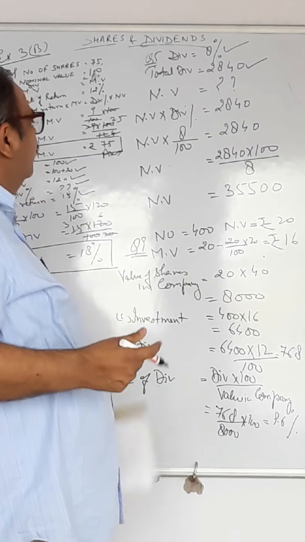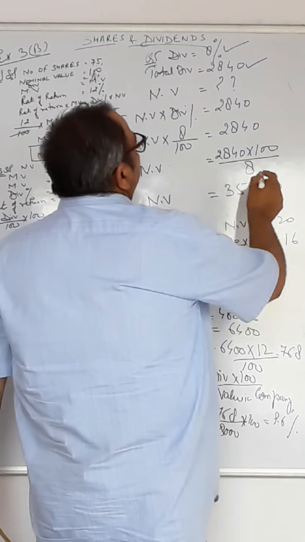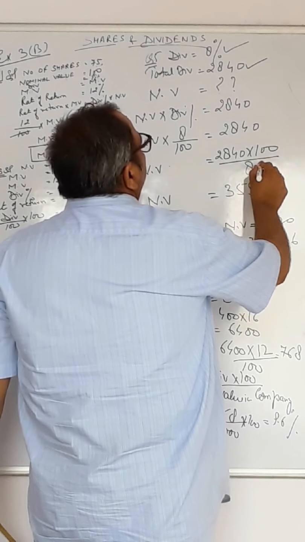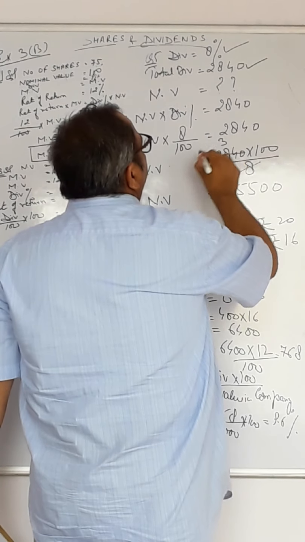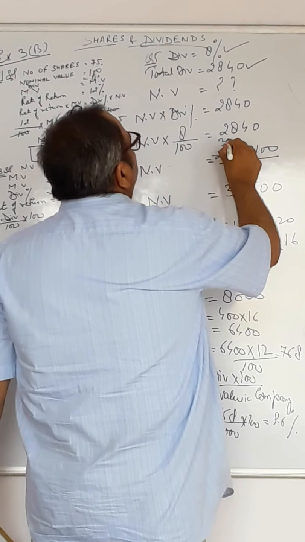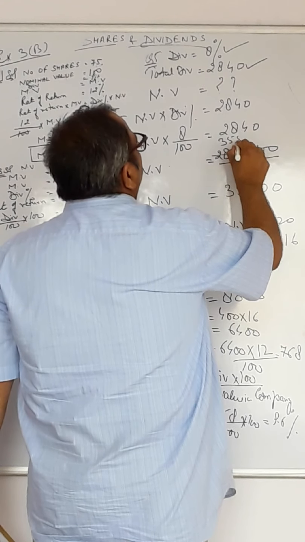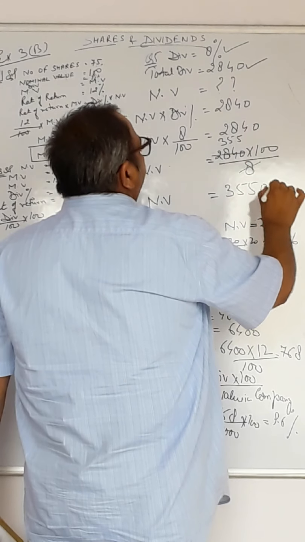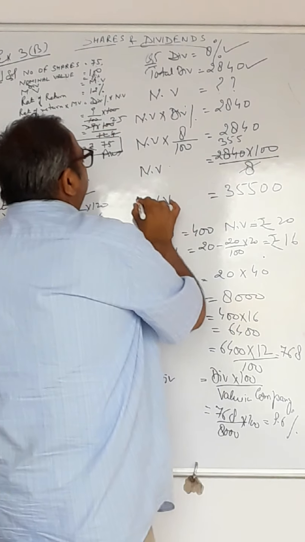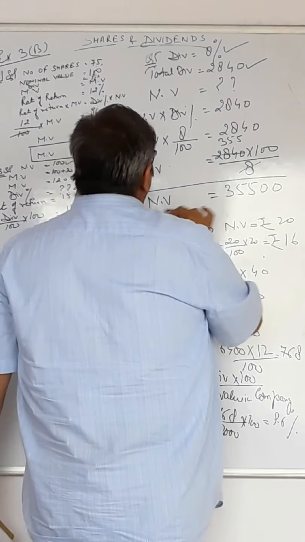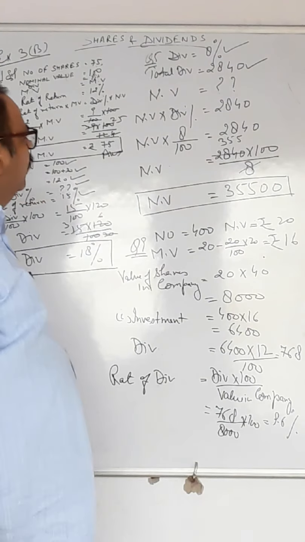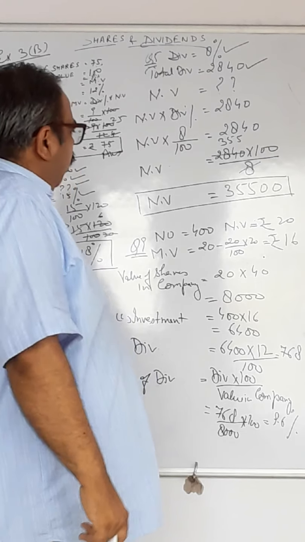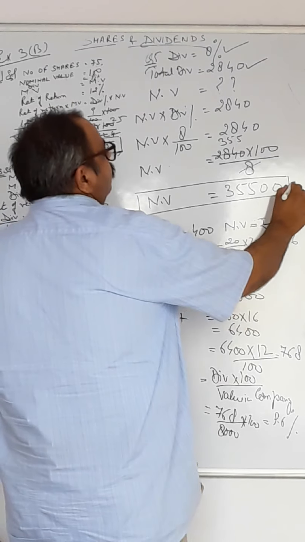Now cancellation, as you cancel 8, 3 are 24, carry over 4, 8 5 are 40. 355 into 100, 35500. Got it? See carefully. This should be the answer.